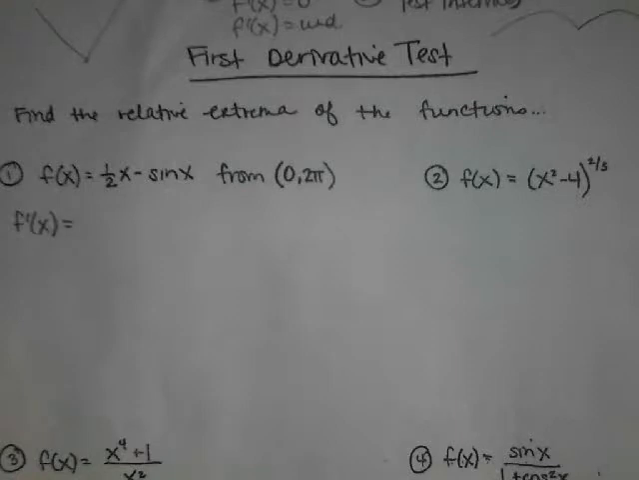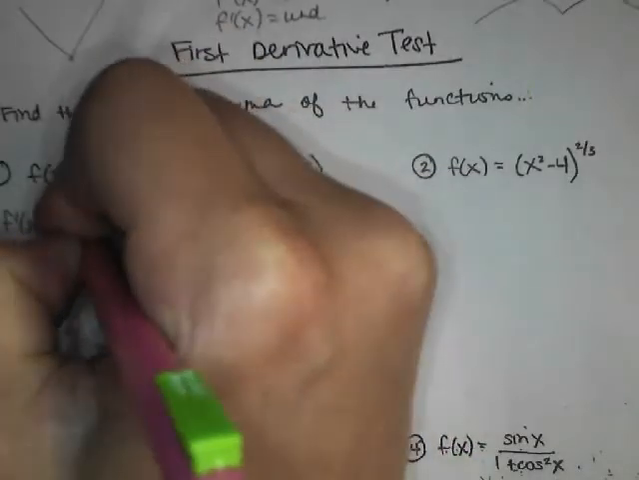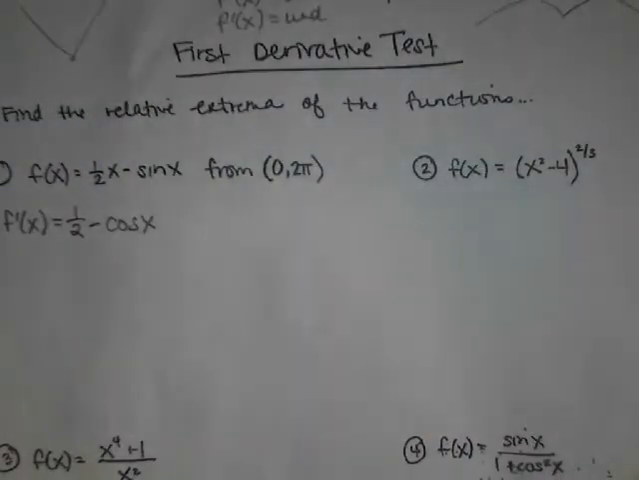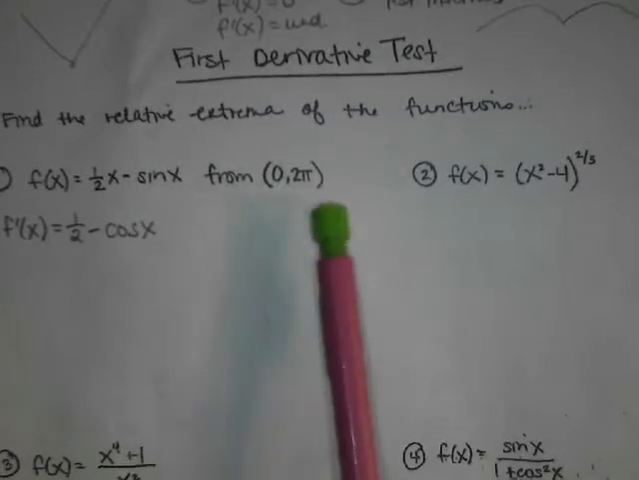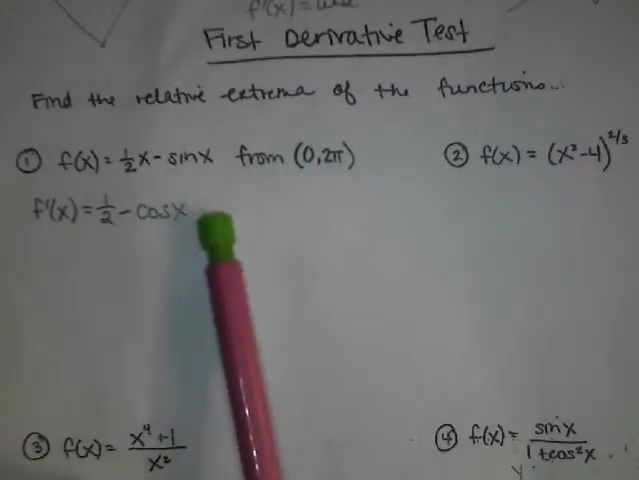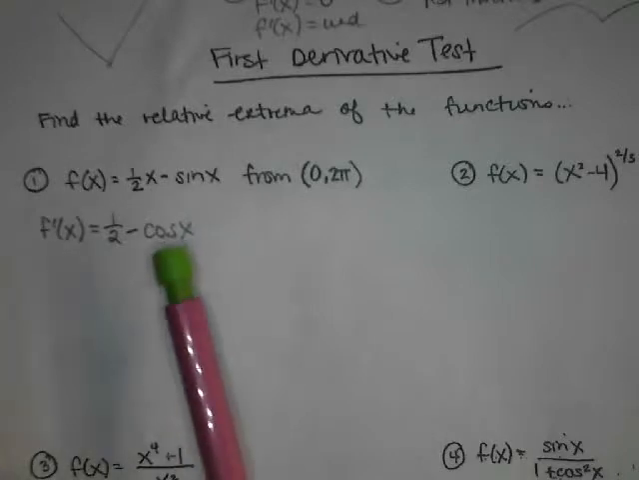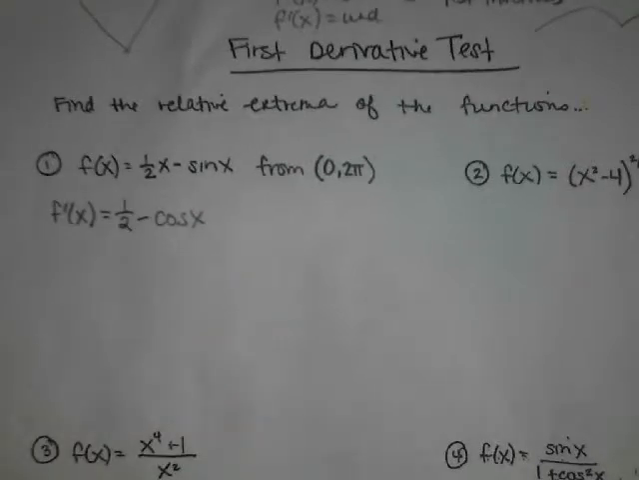Perfect. Now, again, we're on this interval. We want to know where this is undefined. Where is it undefined? Never. Cosine is never undefined. Where is it equal to 0? So that's going to be 1/2 equals cosine x.